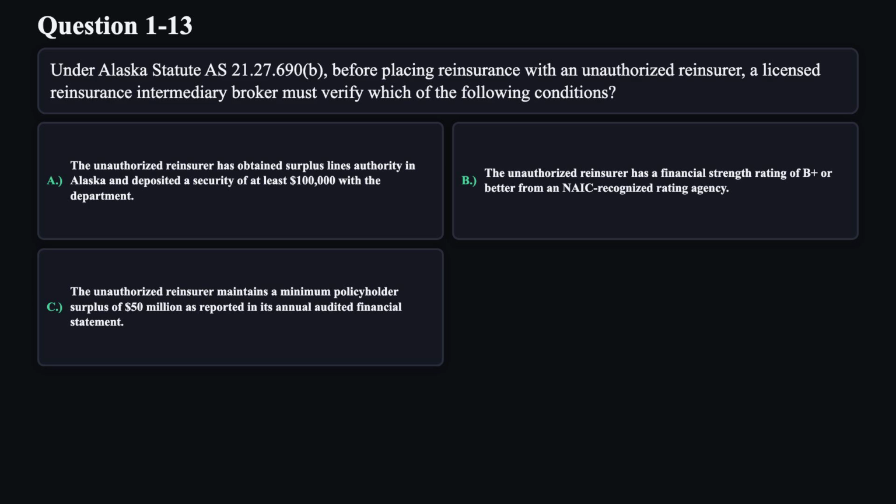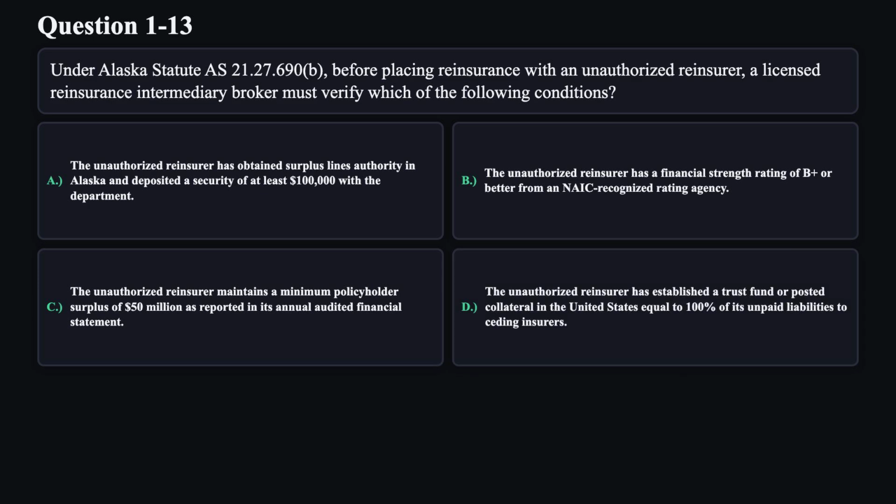C. The unauthorized reinsurer maintains a minimum policyholder surplus of $50 million as reported in its annual audited financial statement. D. The unauthorized reinsurer has established a trust fund or posted collateral in the United States equal to 100% of its unpaid liabilities to ceding insurers.